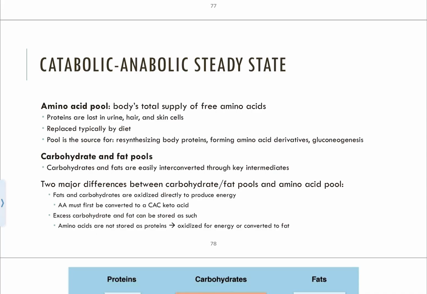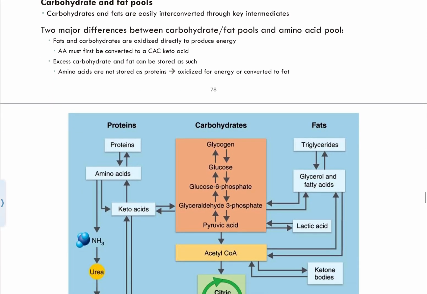So remember, it went right into the citric acid cycle. If we're talking about glucose or fats, those can become intermediates of glycolysis. If we have too many carbohydrates or fats, we can store them. But as we talked about before, we cannot store proteins. If we have excess amino acids in our pool, we would oxidize those for energy or convert them into fat or glycogen.